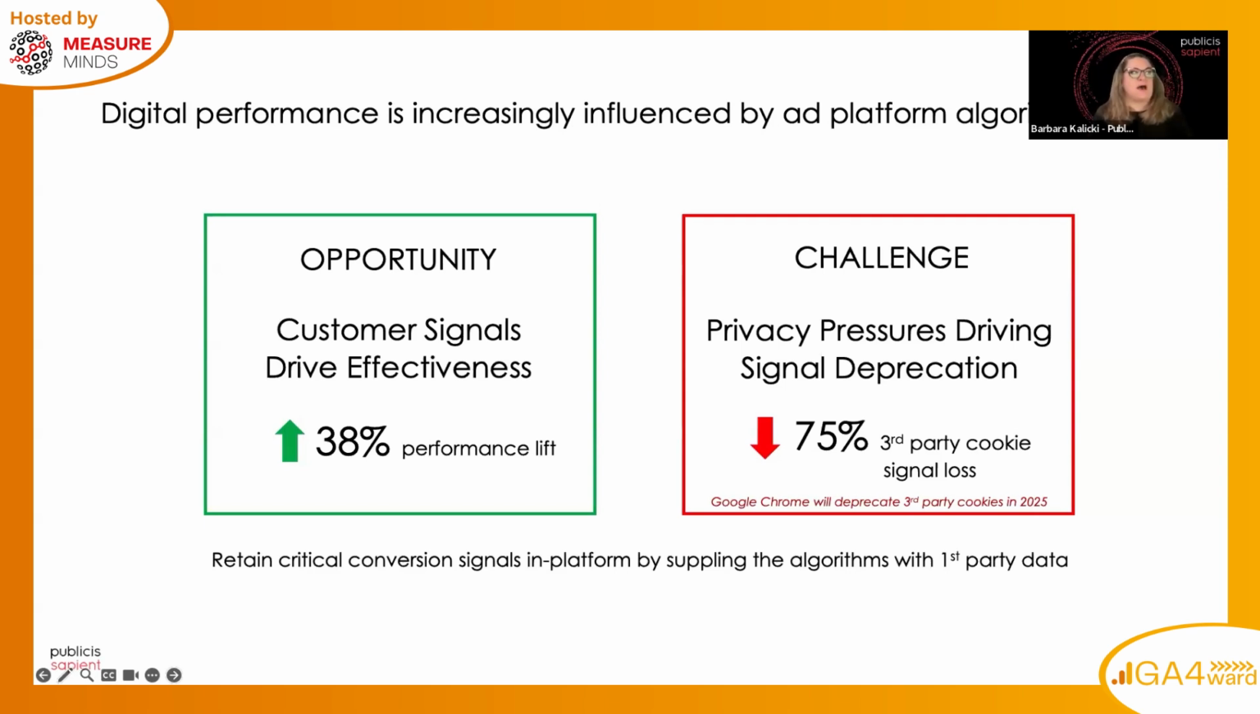So the opportunity here is to ensure that you're driving your signal effectiveness. When you're implementing CAPI or collecting any kind of data, your performance lift should increase by 38%. Now, once the privacy pressures started coming and we started seeing ad blockers and people putting them on their browsers, we're seeing a 75% decrease in signal loss. So all of those interactions that you had with your users on your site are now not being captured, therefore not allowing you to optimize your marketing.